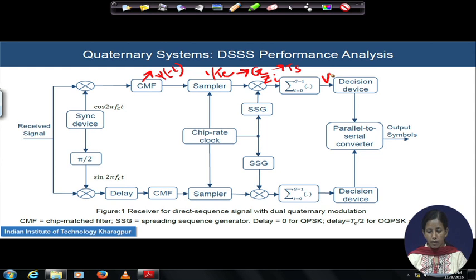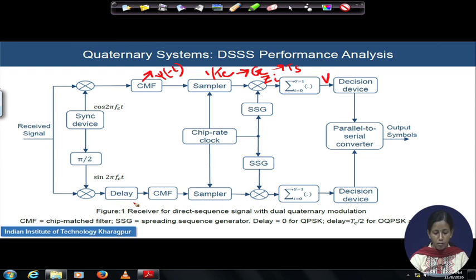Here, as we are having two different carriers, one on the sine and another on the cos, we will have two independent paths processing in parallel in the receiver. The received signal in this quaternary system will be multiplied with cos 2 pi fct as well as sin 2 pi fct, generated by the pi by 2 shifting of this synced signal.